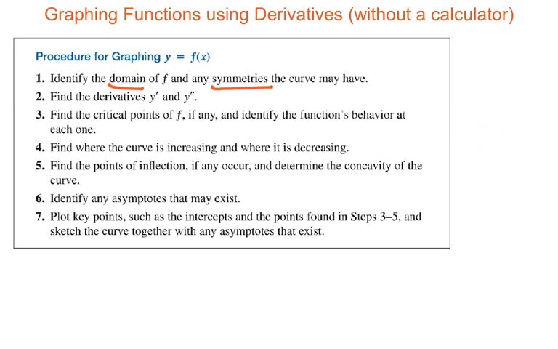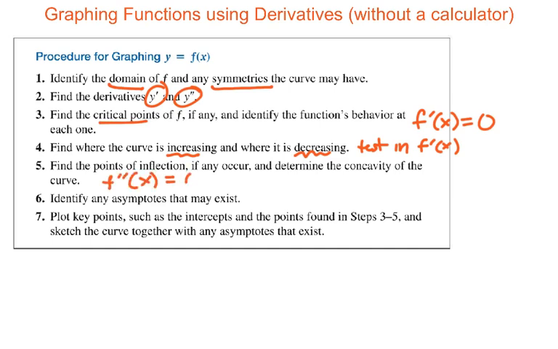We're going to find that first and second derivative. We're going to find critical points. Critical points occur when f prime of x is equal to 0. We're going to determine where the curve is increasing or decreasing. So we're going to test in the first derivative when we're doing that. We're going to find points of inflection. That's going to come from setting your second derivative equal to 0. And then determining concavity, that would be if f double prime of x is positive or negative.